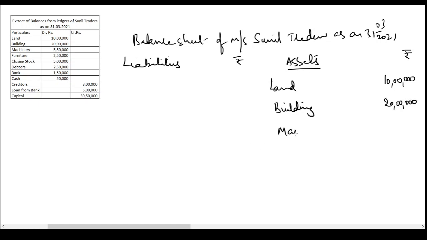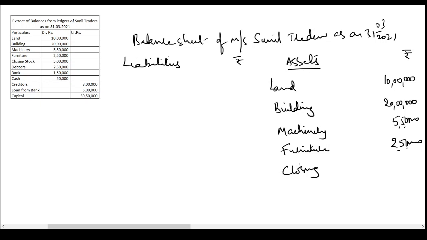Machinery, it is an asset. It is going to be shown in the balance sheet. 5,50,000 rupees. Furniture is an asset. It is going to be shown on the asset side of the balance sheet. 2,50,000 rupees.